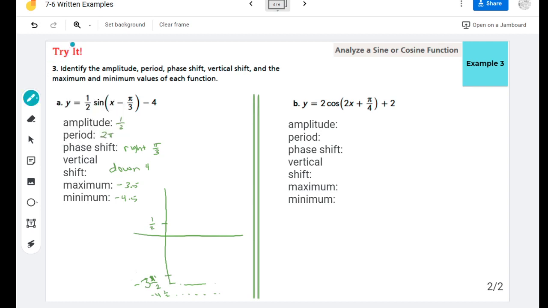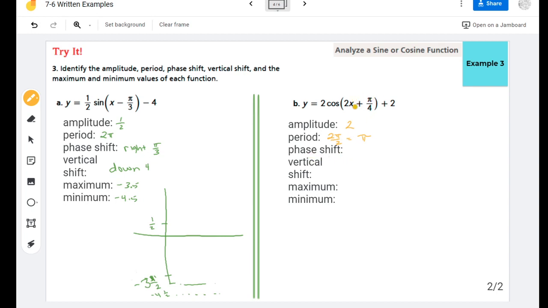Okay, so let's identify our transformations here. So our amplitude, change color, get it a little exciting. So our amplitude is just a 2 because that's the number in front of the cosine. Our period, see how there's a 2 in front of x? So it's going to be 2 pi divided by 2, which is pi. Okay, so this is a horizontal compression.